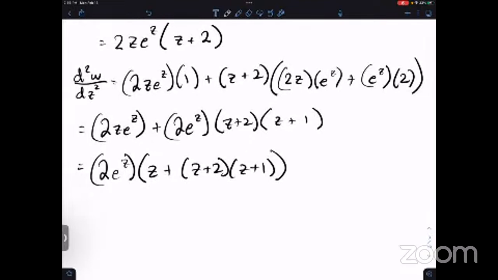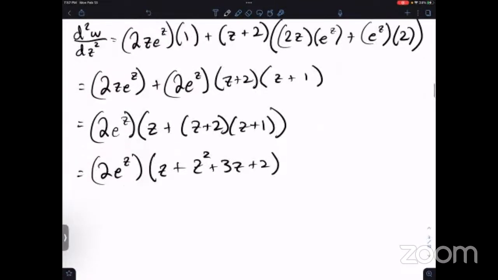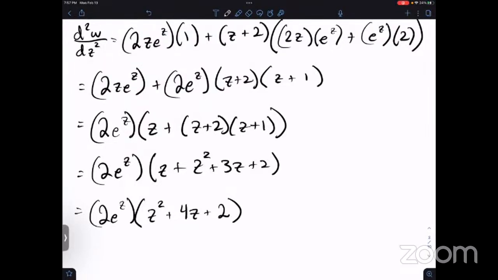2e to the z. If we expand, z squared plus 3z plus 2. Okay. Combine like terms. 2e to the z. We got our z squared plus 4z plus 2. Okay. All right. I'm confident in this, right?